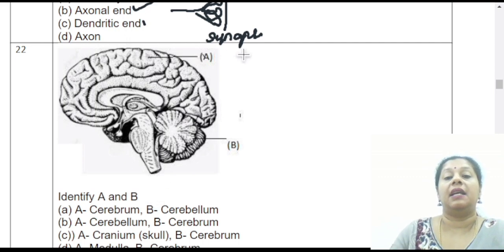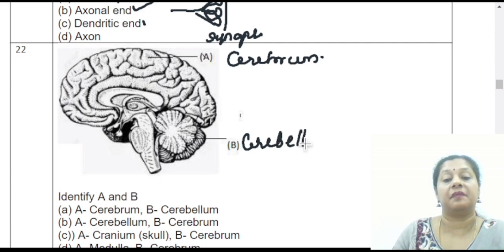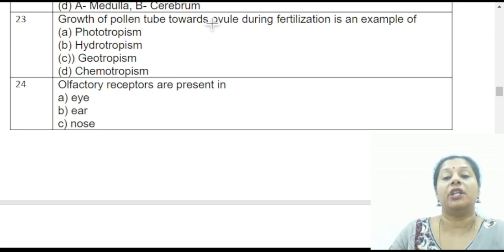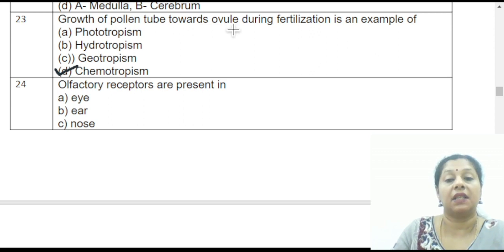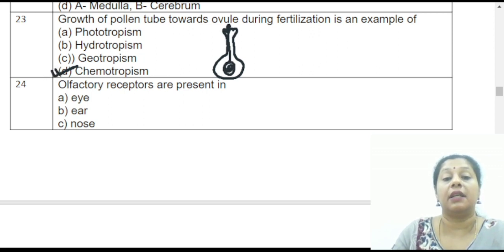Identify A and B. A is the cerebrum, B is the cerebellum. So the answer is option A. Growth of the pollen tube towards the ovule during fertilization is an example of chemotropism. It is because of certain chemicals that the pollen landing on top of the stigma will be allowed to grow down to the ovule. So it is called chemotropism since chemicals are involved.